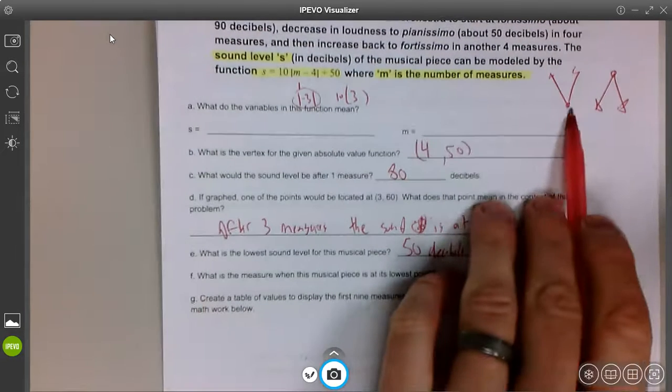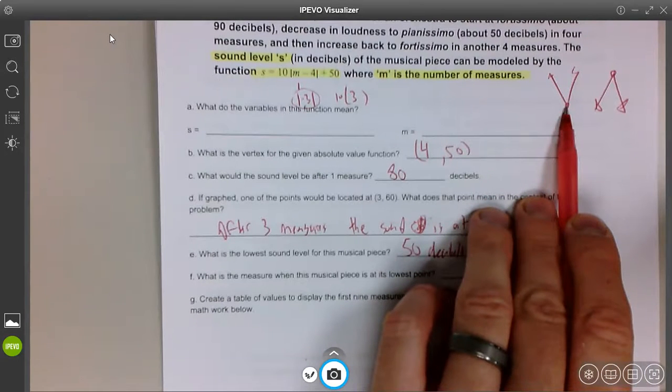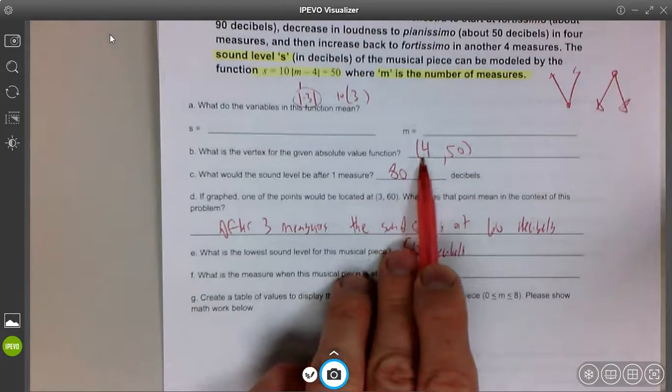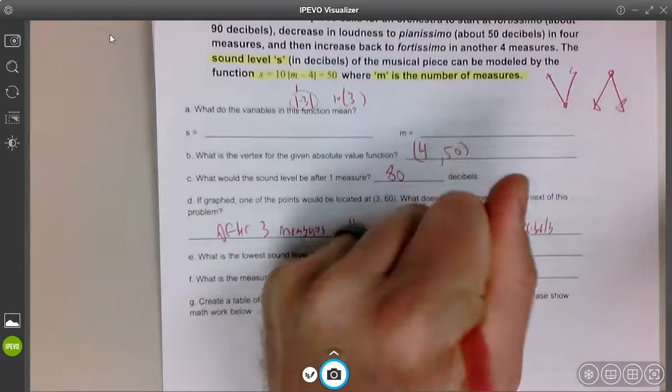What is the measure of when the musical piece is at its lowest point? So that's asking for, we have how far down it is, but how far over did we have to get to this? What does that sound like? Answer, the other part. We have to go over 4 to get down to the lowest. That's our vertex. So we would just say 4 measures.